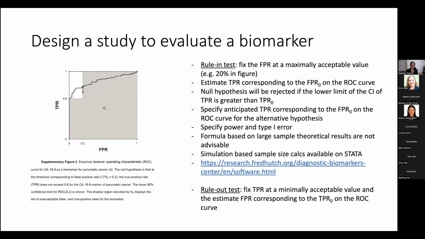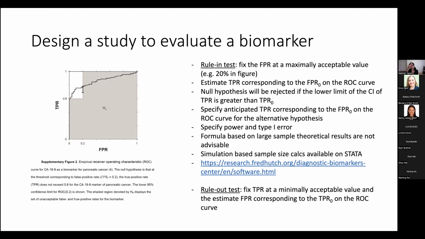I tend to not do that, and the reason is because I prefer evaluating the biomarker in the context I want to use it. An AUC does tell you whether you're going to get a biomarker that has higher accuracy than maybe the existing biomarker. But it's not necessarily a direct measure of its clinical utility. So I prefer actually designing the study to do either a rule-in test or a rule-out test.